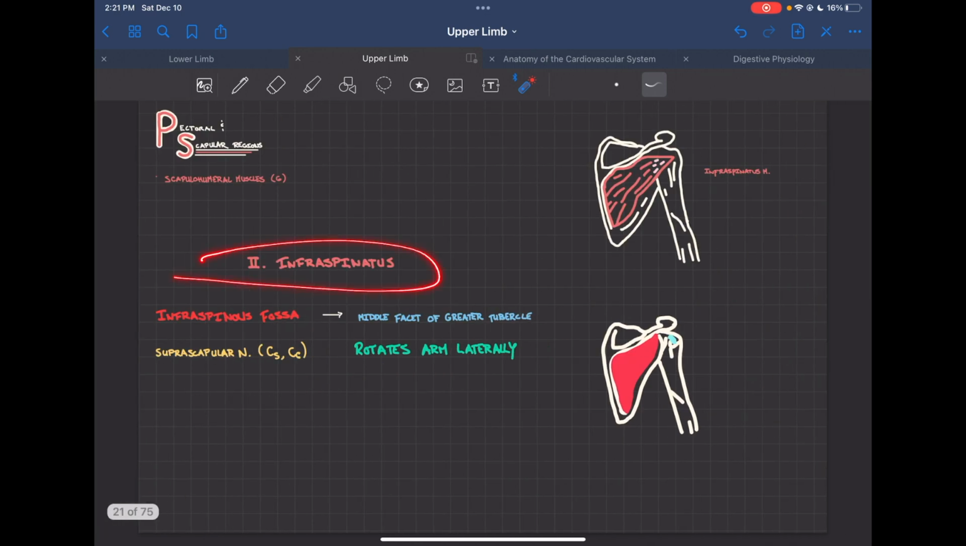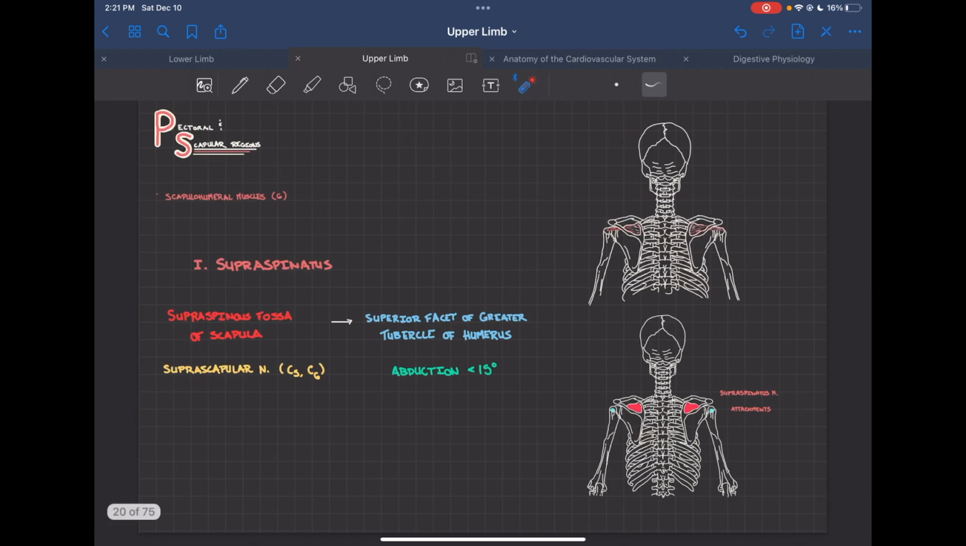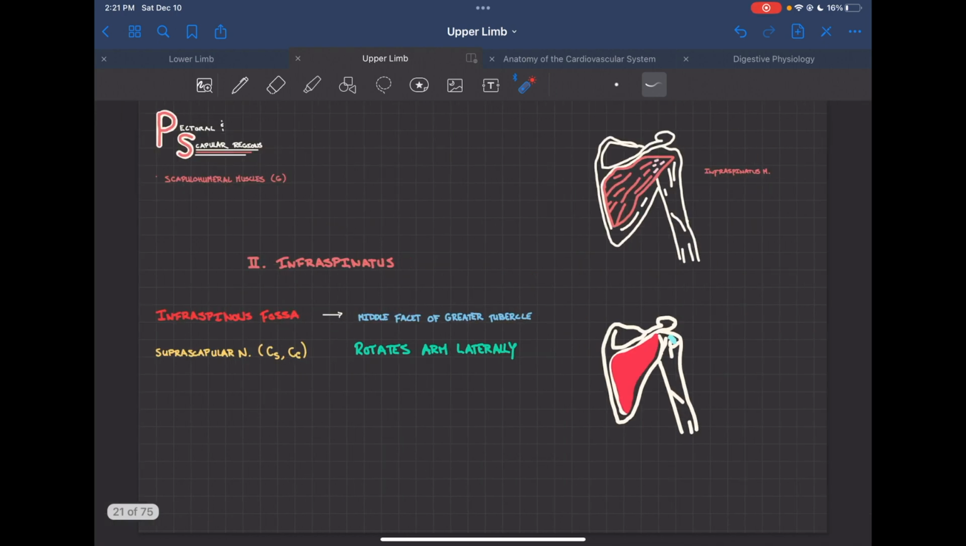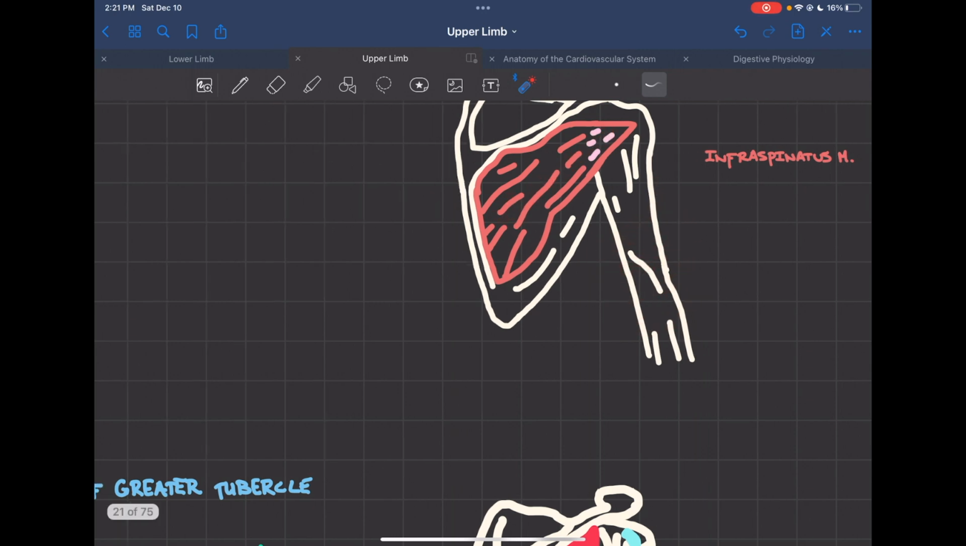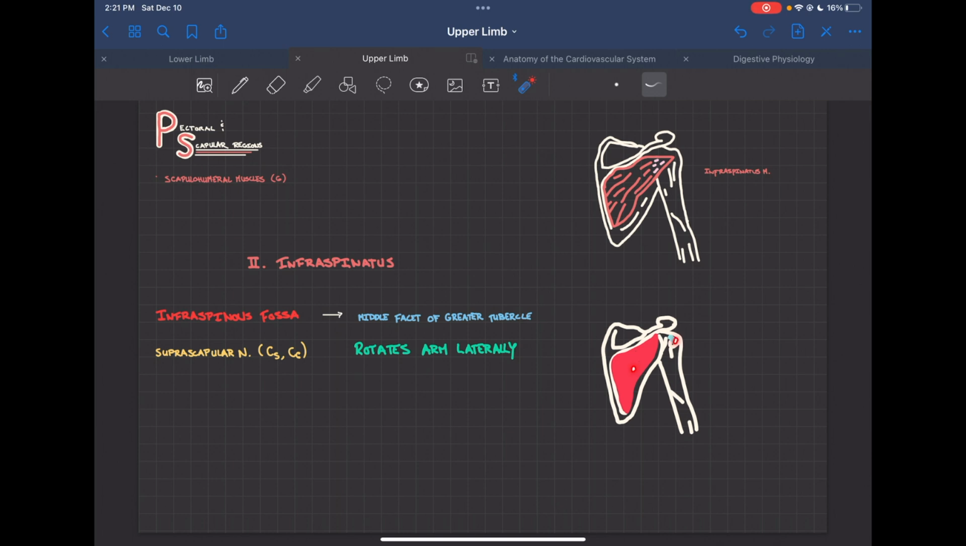Next up, we have infraspinatus. So I didn't want to draw the entire skeleton again, so we're just zooming in on this area, all right? So the infraspinatus hangs out in the infraspinous fossa, and it's going to run to the middle facet of the greater tubercle. So this is also innervated by the suprascapular nerve, and it's going to rotate the arm laterally. So if you can picture this muscle belly shrinking, that would produce rotation in this manner, right? If I'm pulling from here down, it's going to pull the arm and rotate it in that manner. So I hope you can visualize that. But there are our origins and insertions.